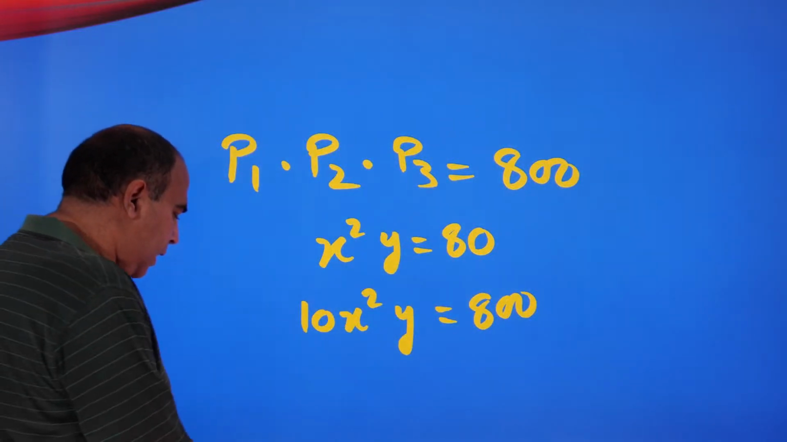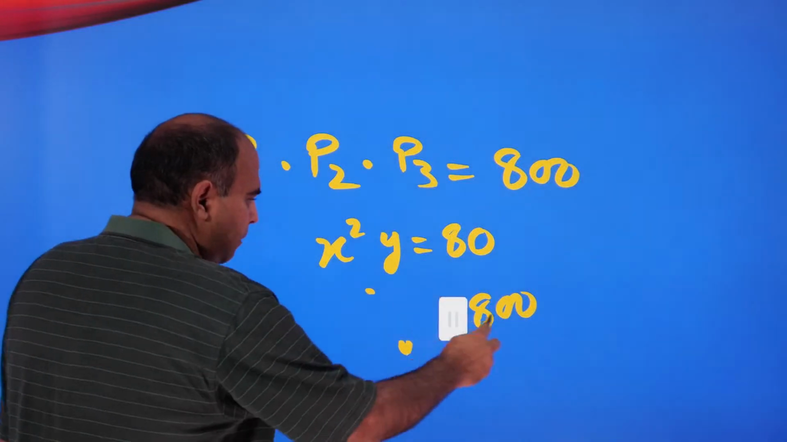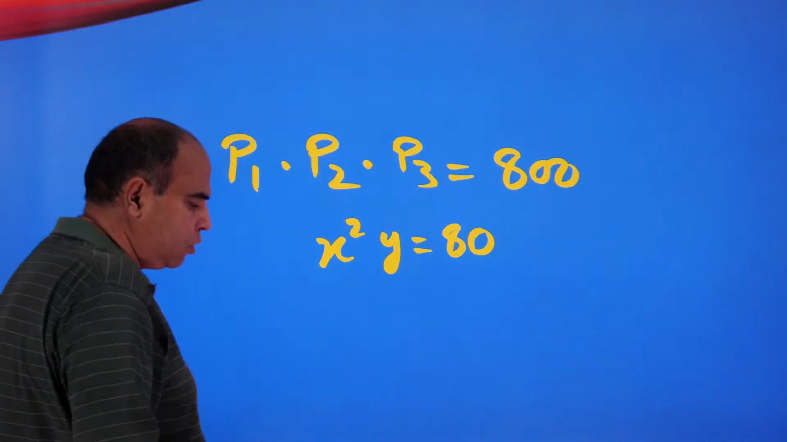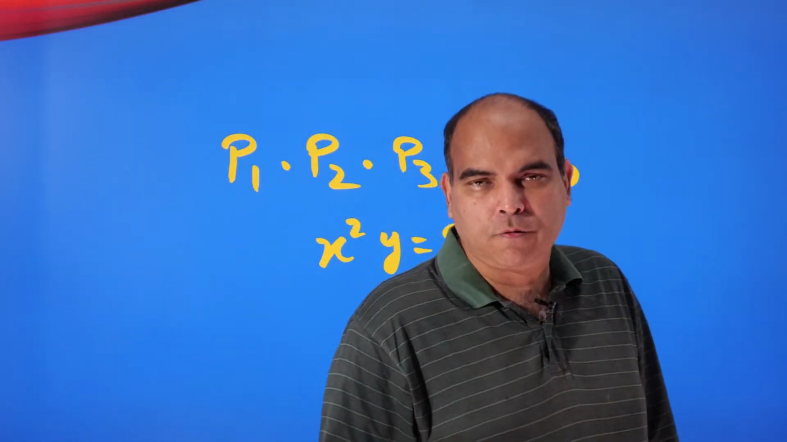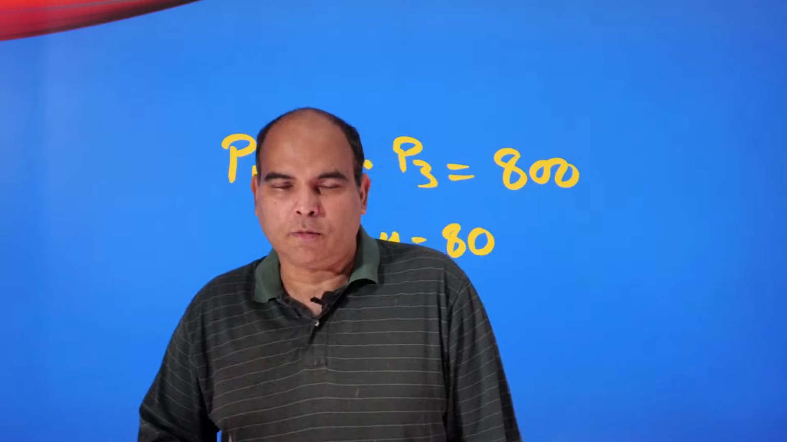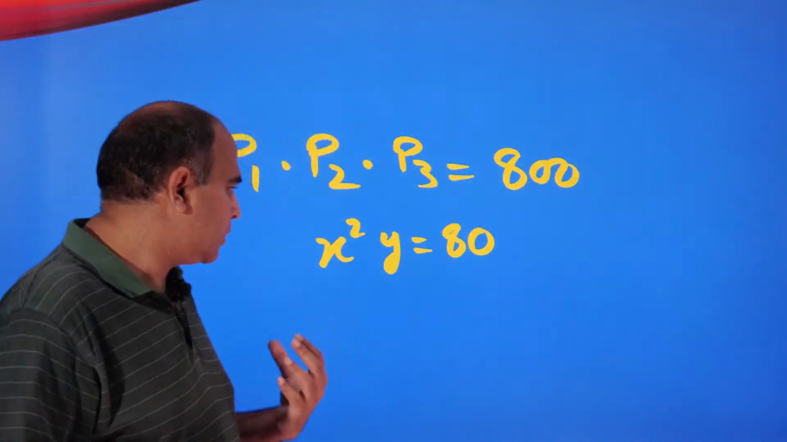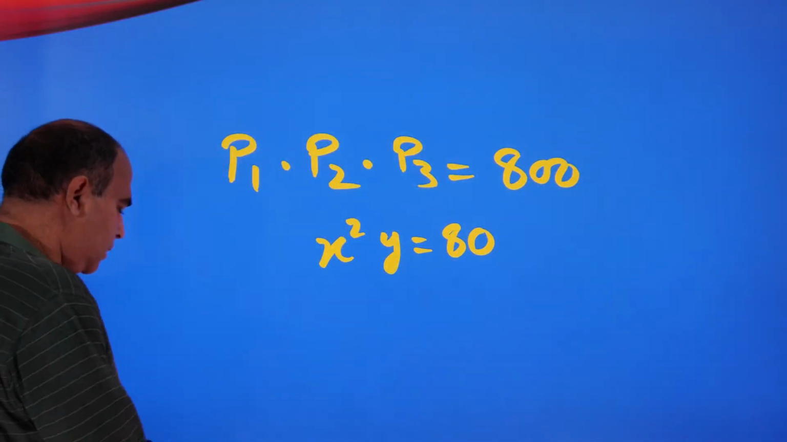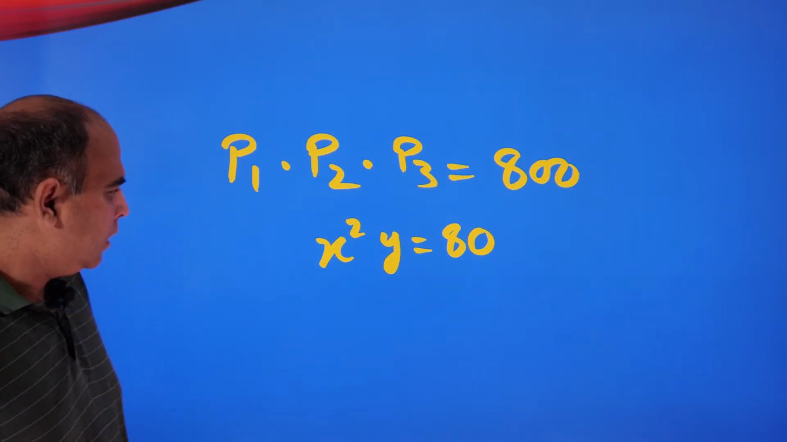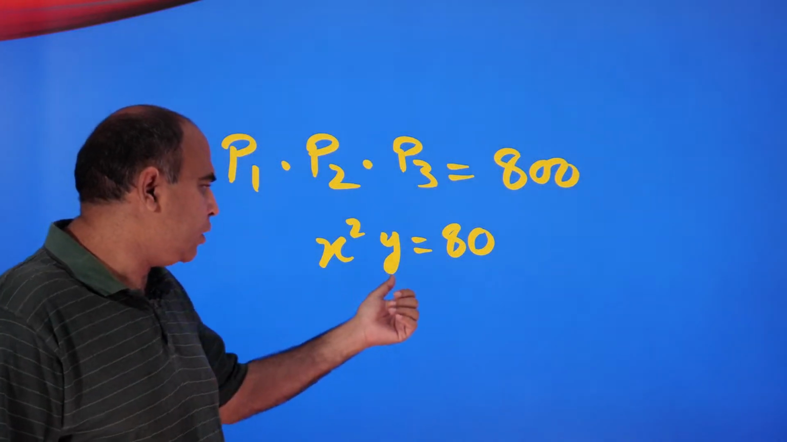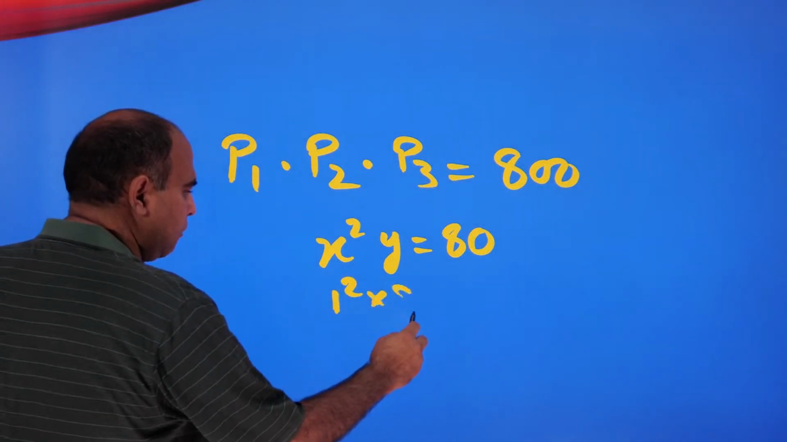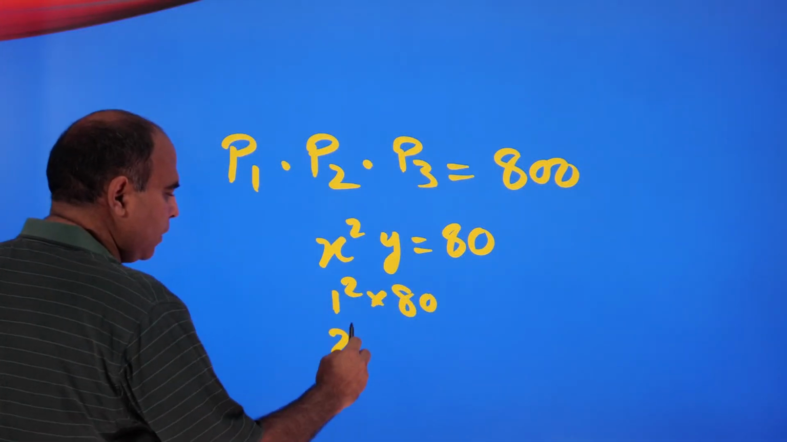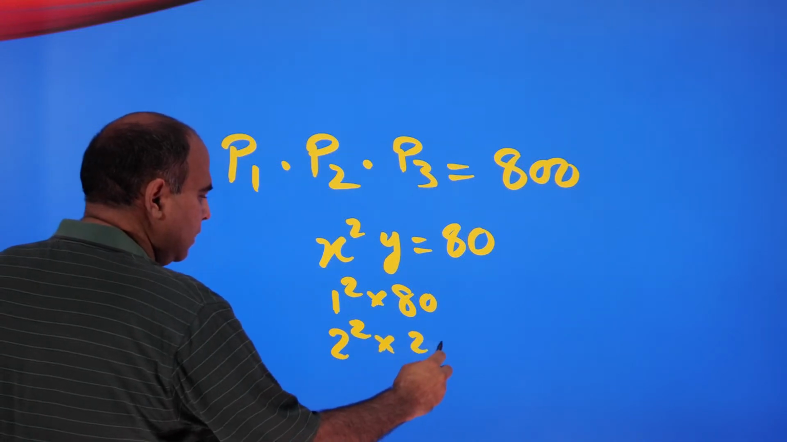And obviously now, and you will see that maths questions in CAT are not always solved through algebra. You have to actually mix a little bit of numerical thinking with the algebra. So if I'm thinking integers, I can think of 1 square into 80. I can think of 2 square into 20.